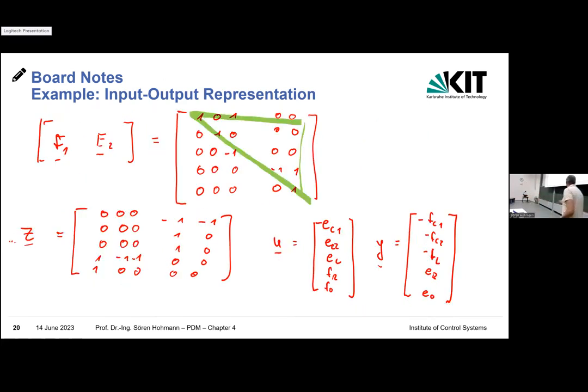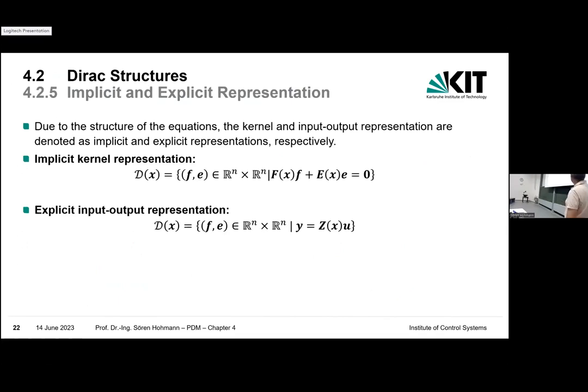Basically, we can say we have two representations of the Dirac structure. That's perhaps the main message I want to give. One is the implicit kernel representation given here. We have all variables for flows and efforts grouped together in the vectors F and E, and a matrix F and a matrix E, which finally sum up to 0. This is a typical implicit relation you usually get if you formulate your Kirchhoff's voltage and current laws.